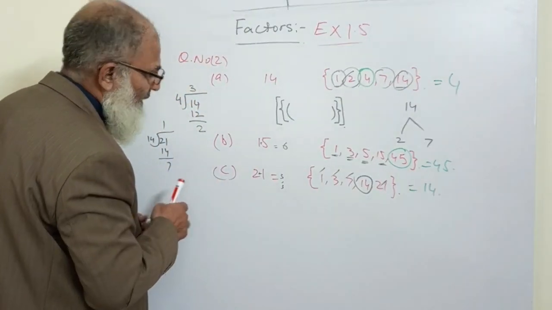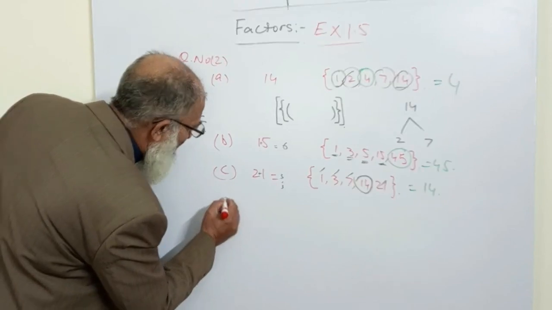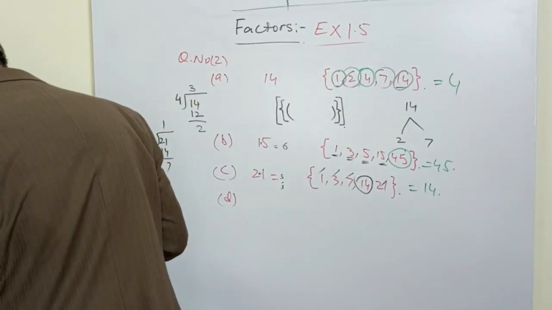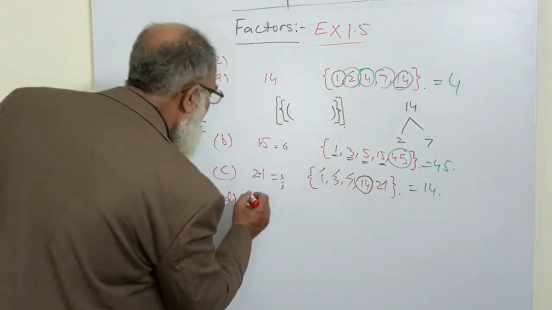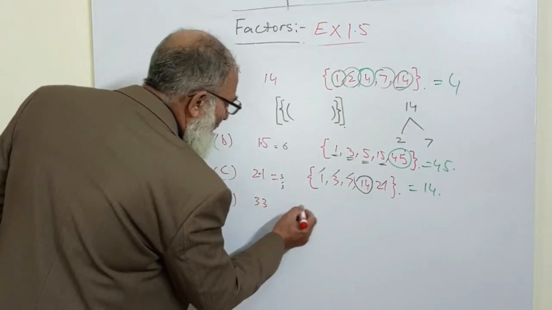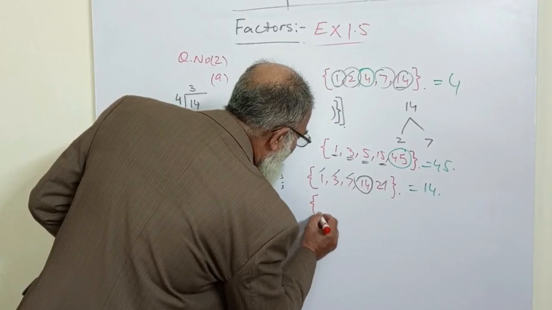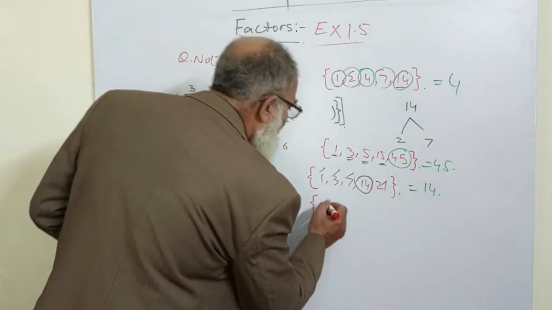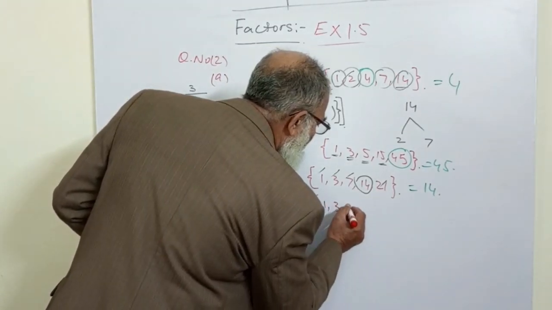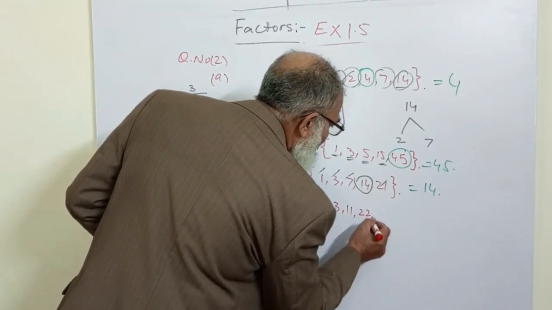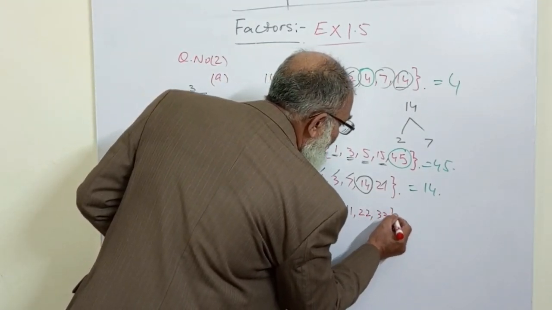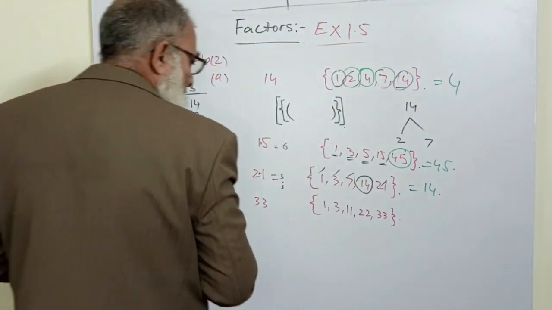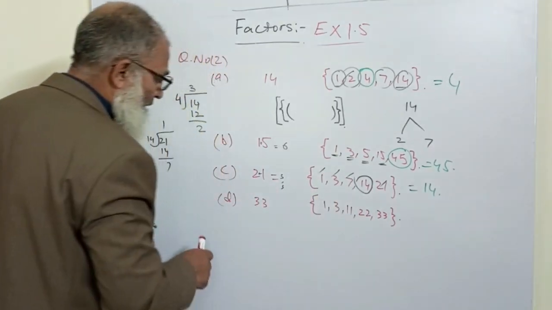Question part D. I write 33 and the set of given numbers is 1, 3, 11, 22, 33.